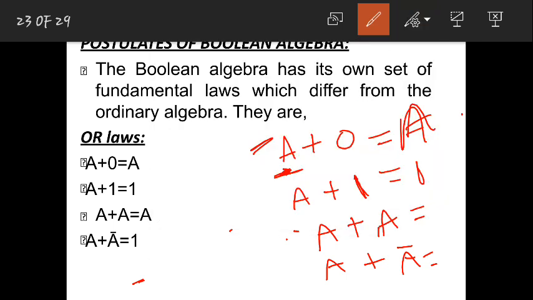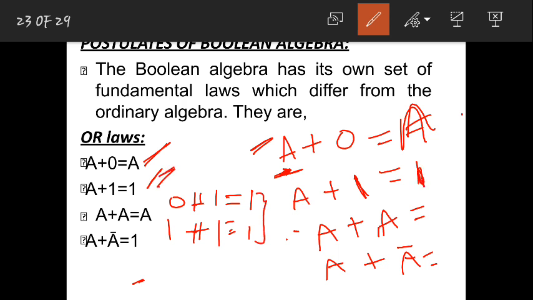So by this, the first law is done. Even the second law is done. If you OR something with 1, then definitely the answer will be 1 itself. If you still have a doubt, you can substitute and see. A OR 1 means 0 OR 1, 1 OR 1. For both cases I am ORing and seeing. 1 OR 0 means the answer is 1, 1 OR 1 means the answer is 1. So both are 1s, so this result will be 1. Even this is done.